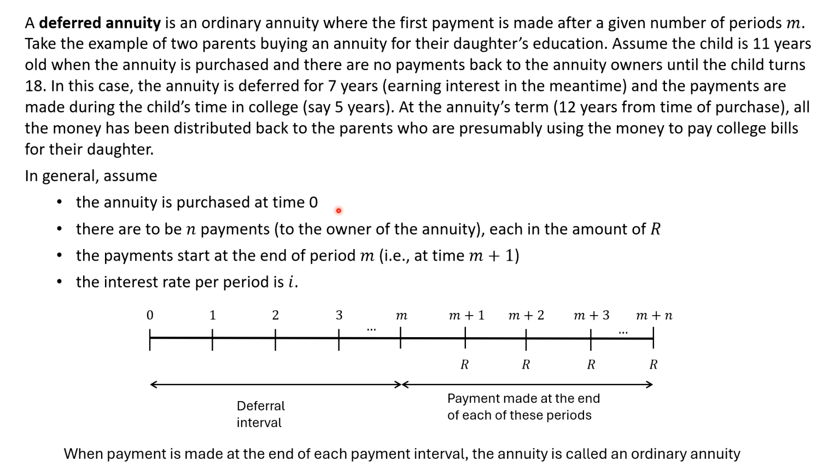The annuity is purchased at time 0. There are N payments, 1, 2, 3, up to N, each in the amount of R. The payments start at the end of period M+1, which would be time M+1, and the interest rate per period is I. So let's see how to compute this. We've already done this computation, so it's a matter of computing the growth in the initial purchase of the annuity, and that gives you that much more money to be distributed during the distribution period.